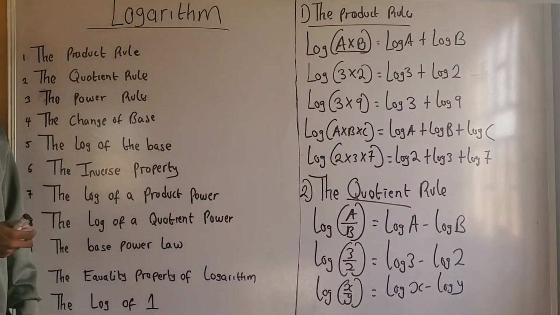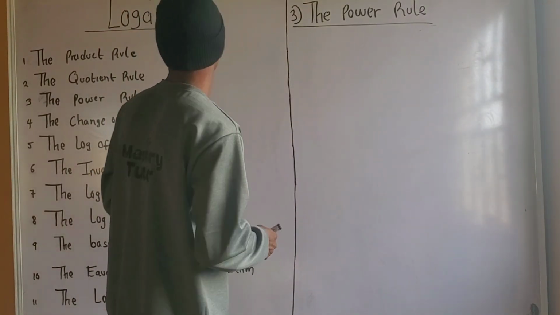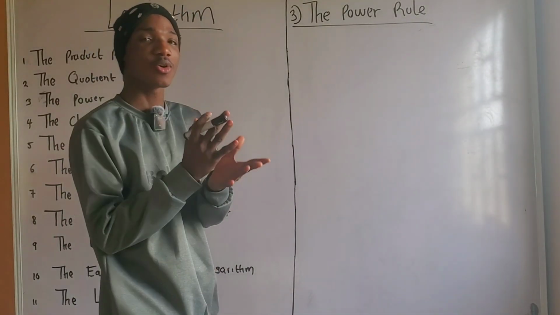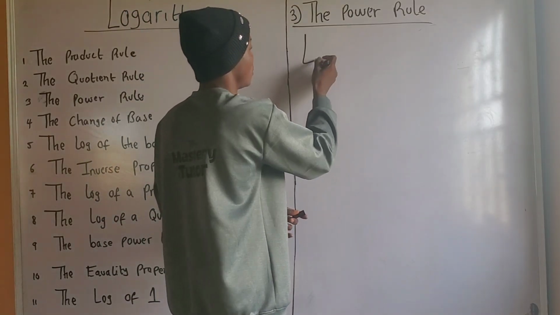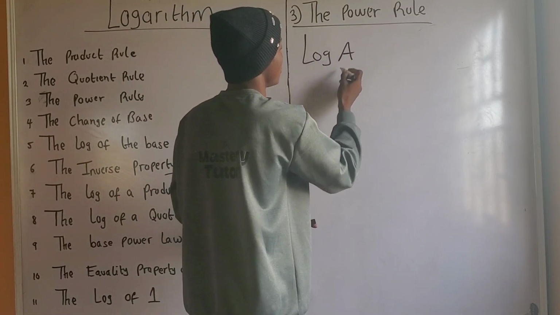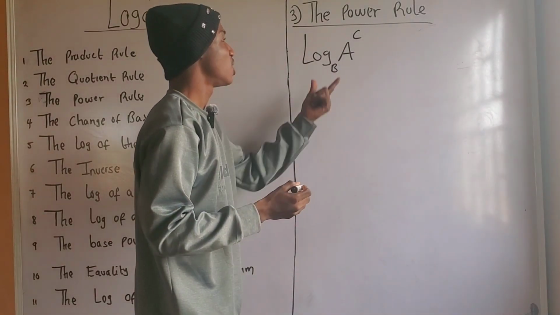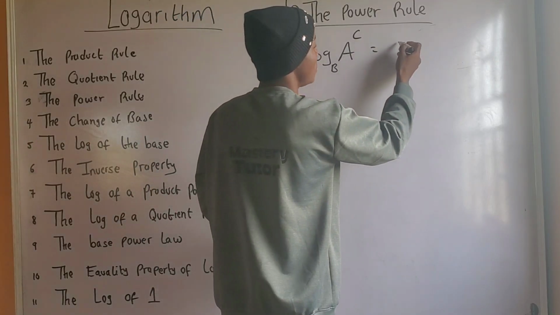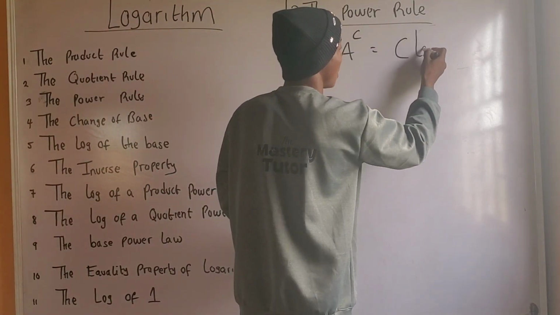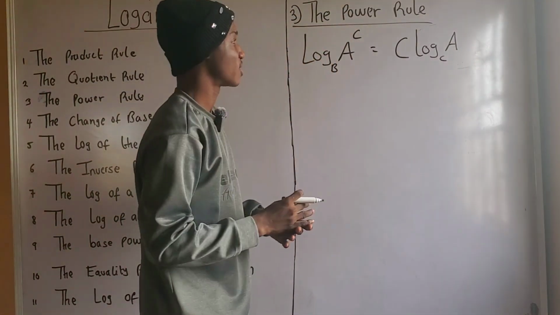Do you understand? Okay, let's look at the power rule of logarithm. According to this rule, if you have a logarithm raised to a power, for example, let's say you have log A base B raised to the power of C. That is, log A is raised to a power, which is C. The result of this will be the product of the power and the log. Do you understand? Please listen attentively, okay?